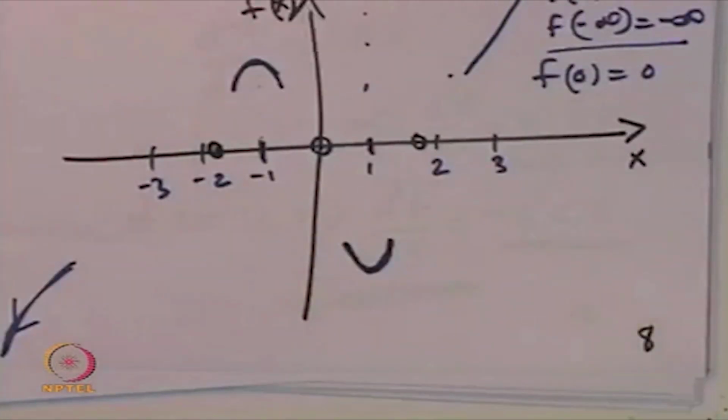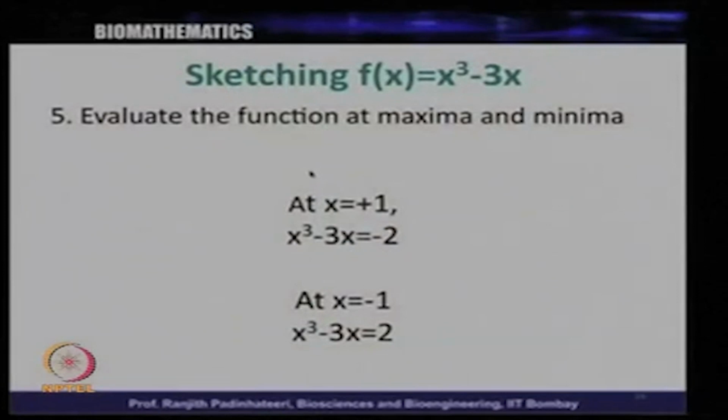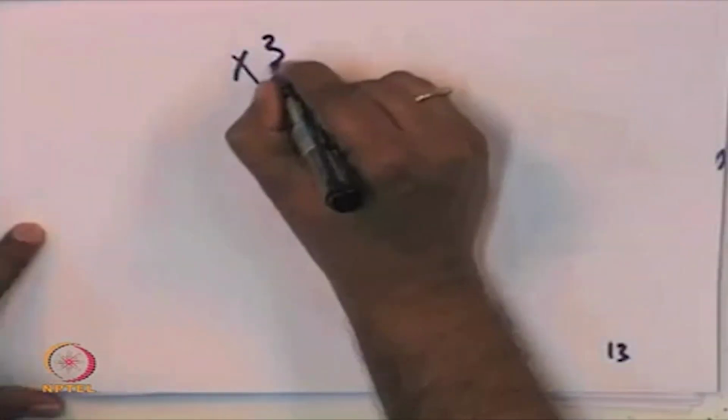So, let us go to the next recipe. The next one says evaluate the function at maximum and minimum. There is again an error here, it should read as evaluate the function at maximum and minimum. So, I take x equal to plus 1, x cube minus 3x is minus 2, and at x equal to minus 1, x cube minus 3x is plus 2. This you can see. So, how do we see that? Let us learn how we see that. The function is x cube minus 3x.